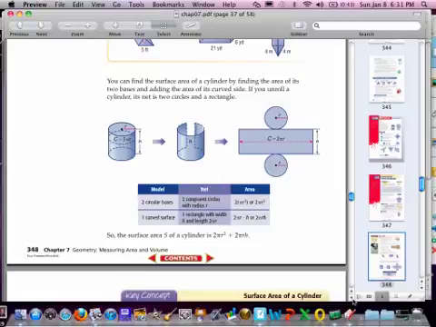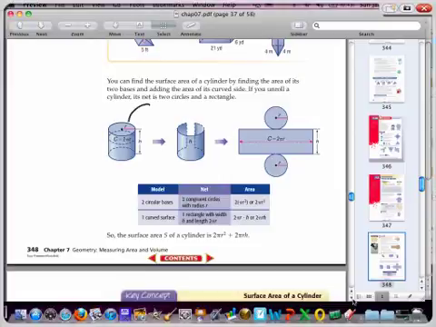Cylinders. What we have when we have a cylinder is two circles, and then we've got this part that goes around it. Now think of a tin can. If you took the top off and the bottom off and then cut right down the side, you could flatten that out. And when you do that, you get a rectangle. So you're going to get this rectangle.